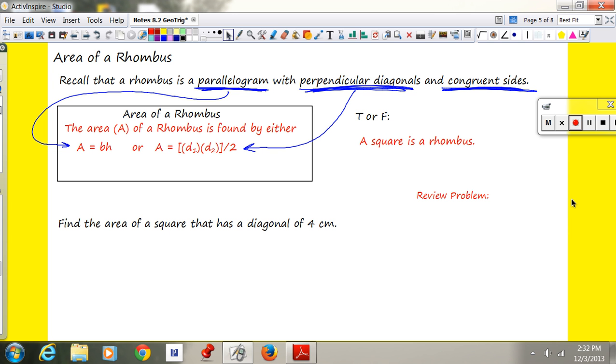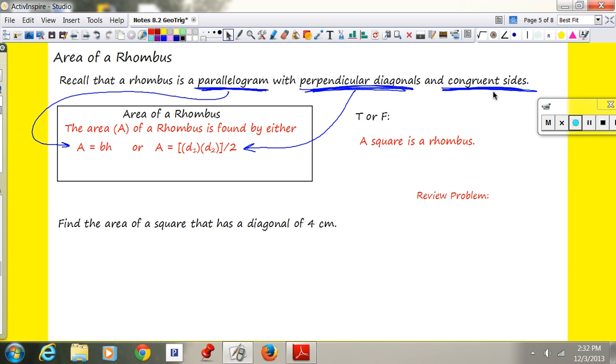A square is a rhombus. Oh, right. That's true. A square is a rhombus. That is correct. A square is a parallelogram. A square has perpendicular diagonals, and a square has congruent sides. So yes, a square is a rhombus. It has all three of those things.